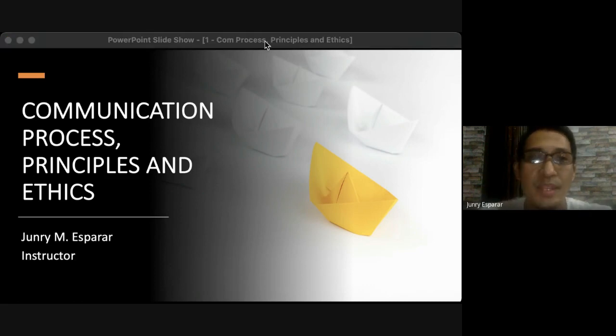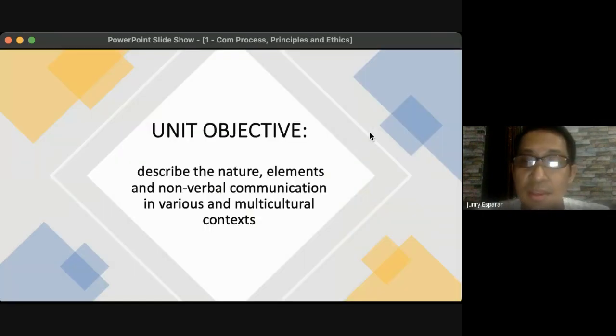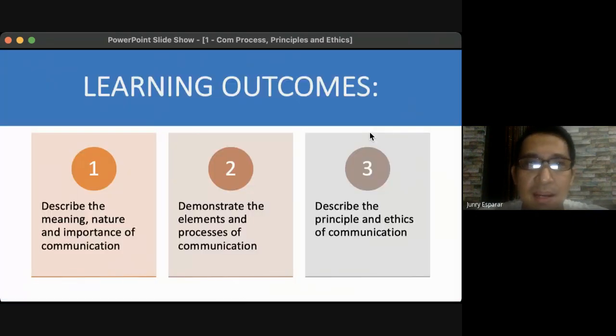Today is our first lesson in purposive communication. And tonight, we will discuss communication process, principles, and ethics. The unit objective of this session is to describe the nature, elements, and nonverbal communication in various multicultural contexts. Specifically, we will be trying to achieve how to describe the meaning, nature, and importance of communication, also to demonstrate the elements and processes of communication, and to describe the principles and ethics of communication.